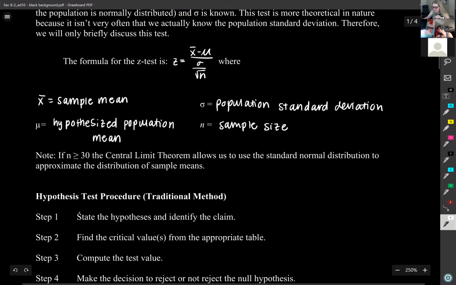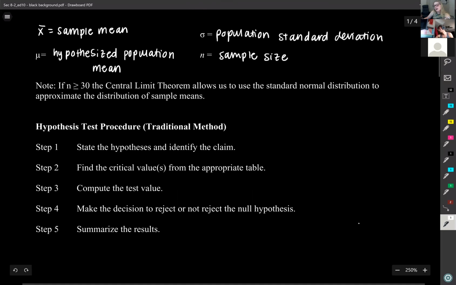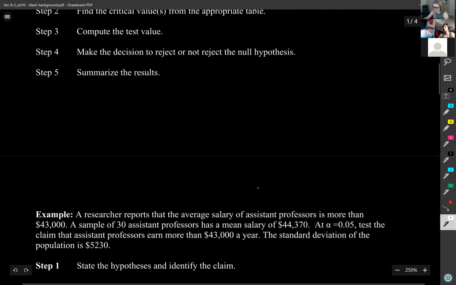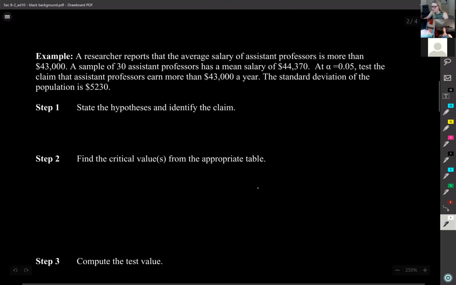Okay, let's talk about our steps here. State your hypotheses, identify the claim, find the critical values from the table, compute your test value, make your decision, and summarize. Now we're actually going to do an example of doing all of these things. All right, here we go. But we took like an hour of lecture to get to this point.